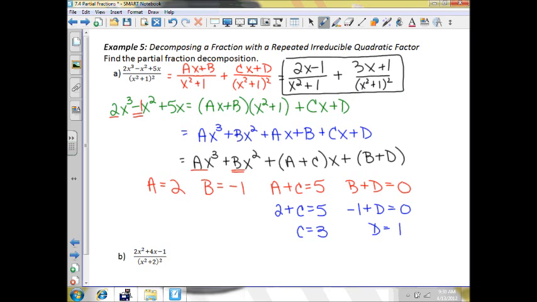Now again, remember that partial fraction decomposition is mainly used for integration. It makes it easier to find the area under a curve if you can use partial fraction decomposition. That's why we're going through it now.